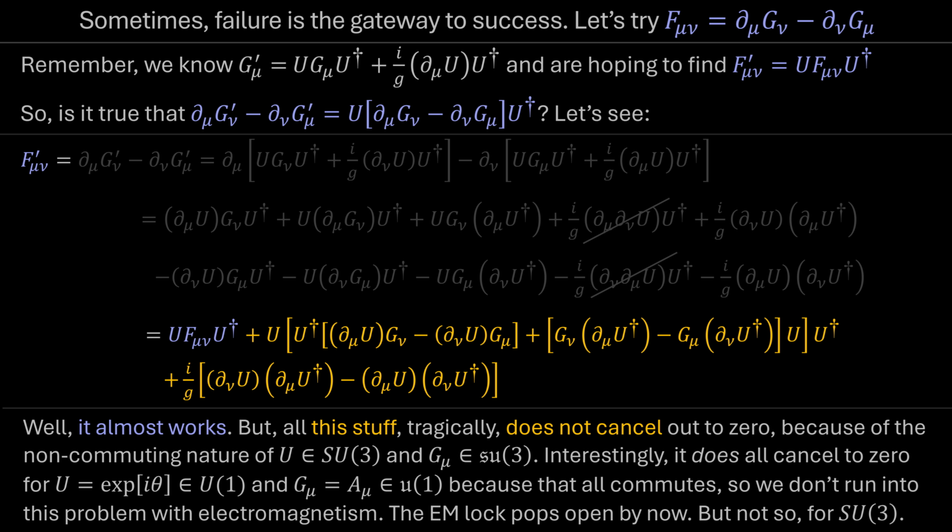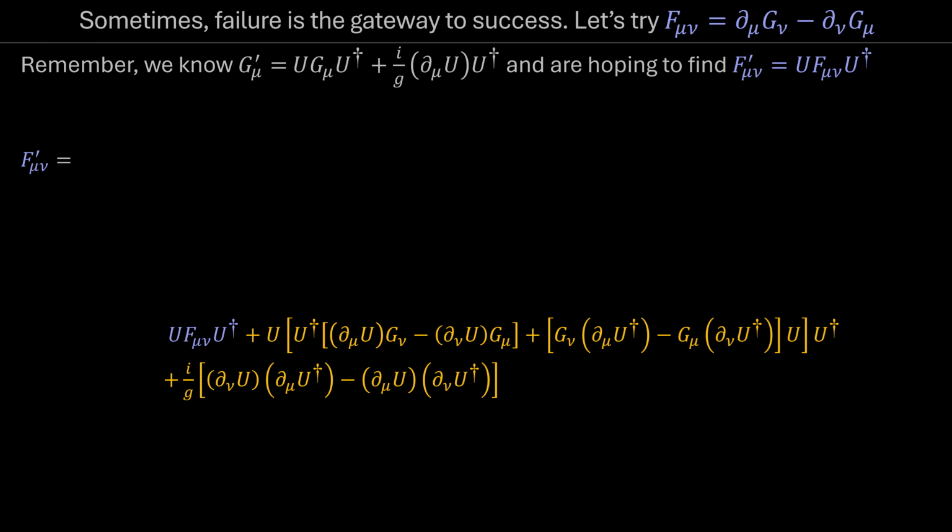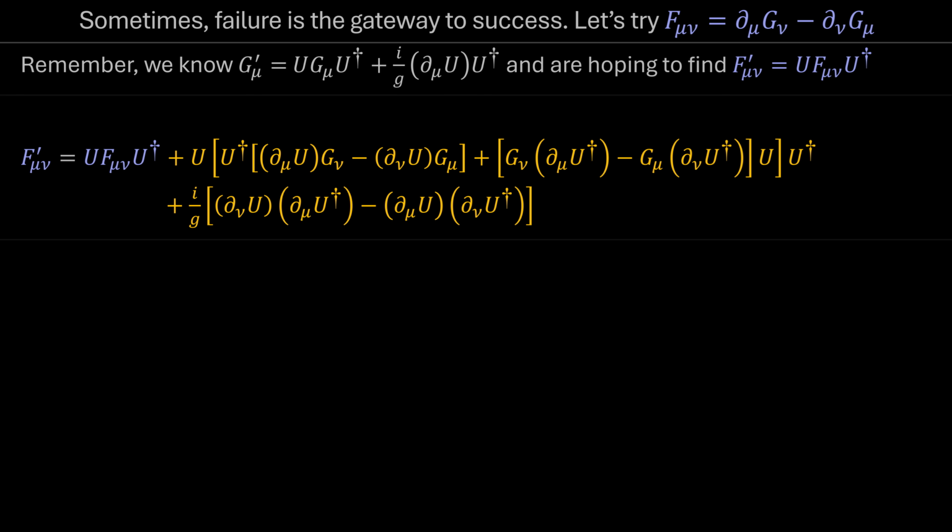Well, I promised you earlier that the shape of our failure would be the key to our success. And in order to make that happen, we have to reflect very carefully on the shape of our failure. That is, we have to take a moment to understand, what is this yellow term? Why is it so tricky? Why does it work for electromagnetism and it doesn't work for SU3? So let's take a moment to really dive into that and see exactly how everything cancels for electromagnetism, and see if that can give us a clue for what's going wrong with SU3.